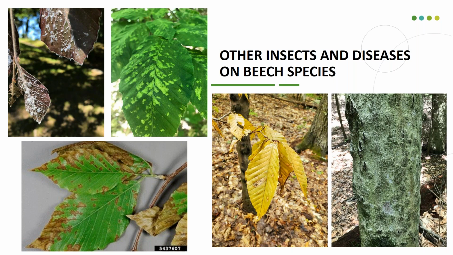And then there can also be anthracnose on beech leaves. And then the big thing that causes a lot of decline in our American beech population is beech bark disease, which has been in Massachusetts since about the 1920s.